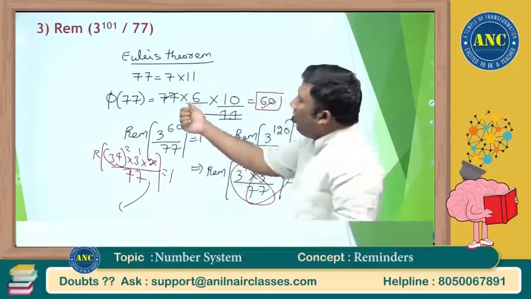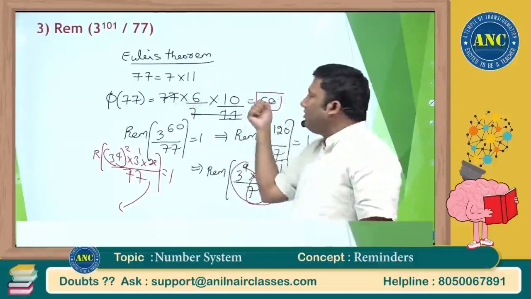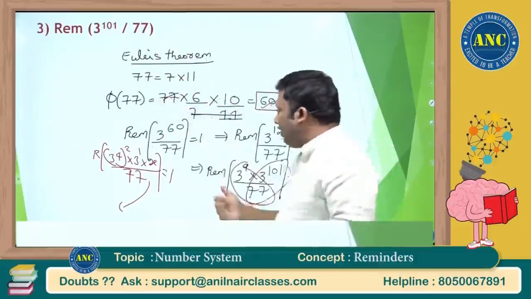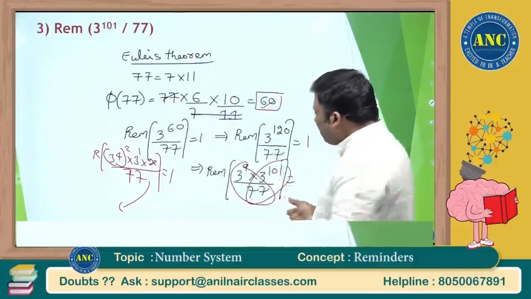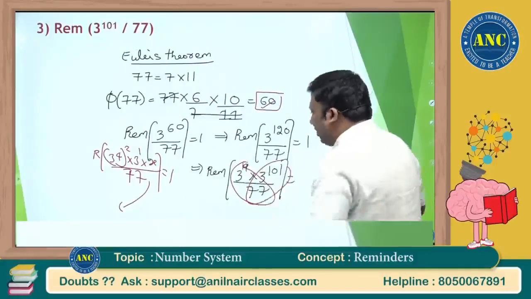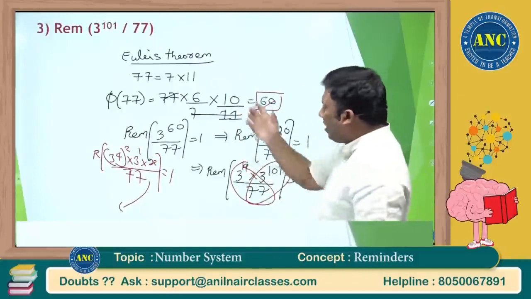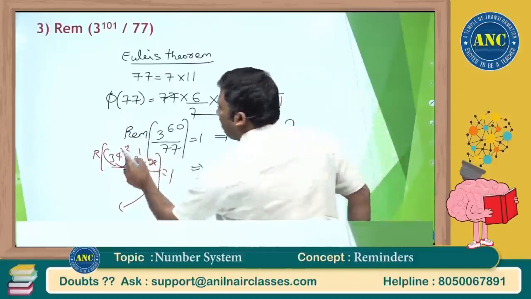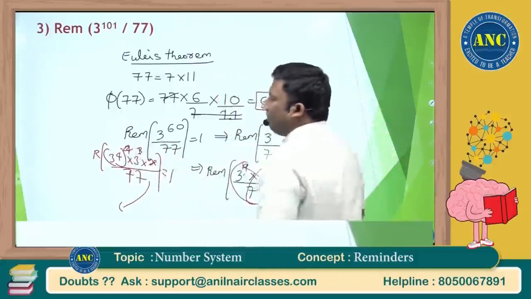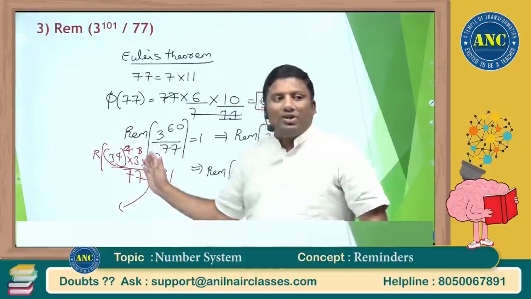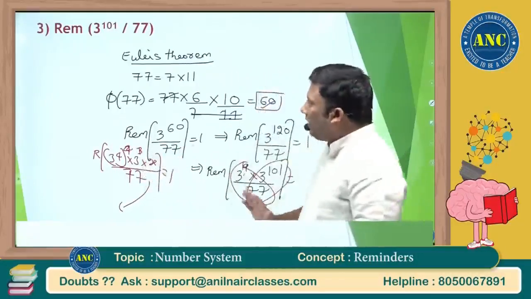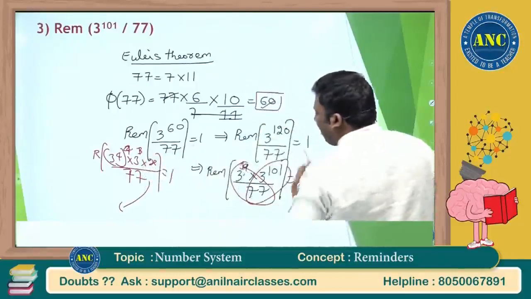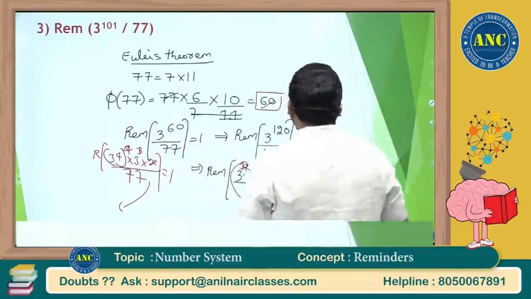Again, I am repeating: the totient function of 77 is 60. Two times it is 120, so 101 is 19 short of it. It is not even 3 power 19 divided by 77. 3 power 4 into 3 power 3. A lot of calculation is taking place. I hope it is clear. So this is the drawback. Please make a note, there is a calculation mistake: it is 3 power 19.